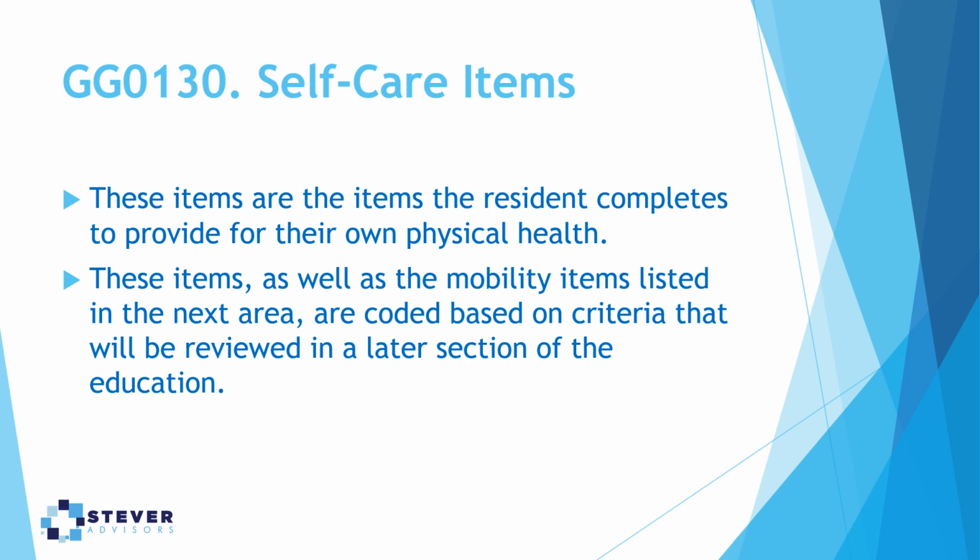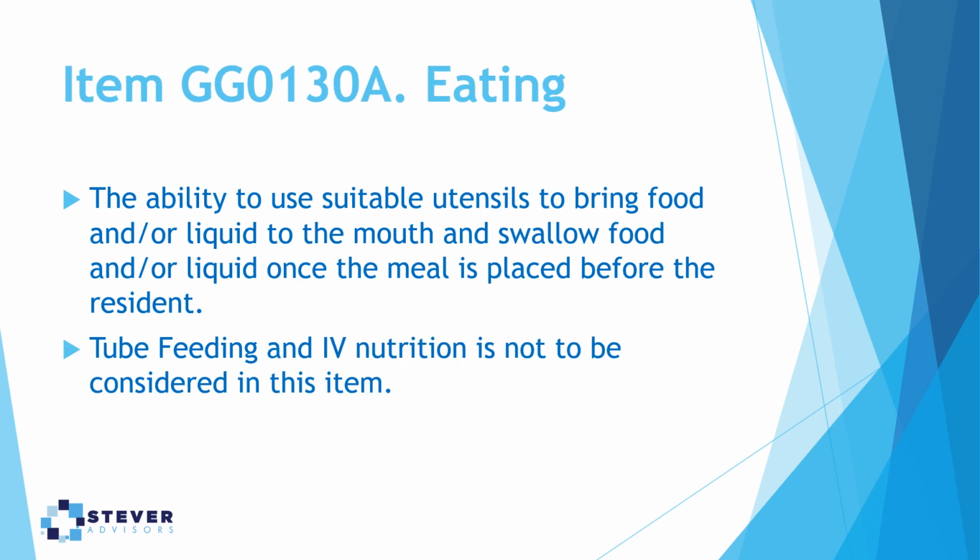The self-care items are based on definitions of care the resident provides for their own physical health. All items are hygiene, care, or dressing related. Eating: how the resident eats. If the resident does not eat due to a tube feeding or other reason, code this area as 88, not attempted due to medical condition or safety concern.